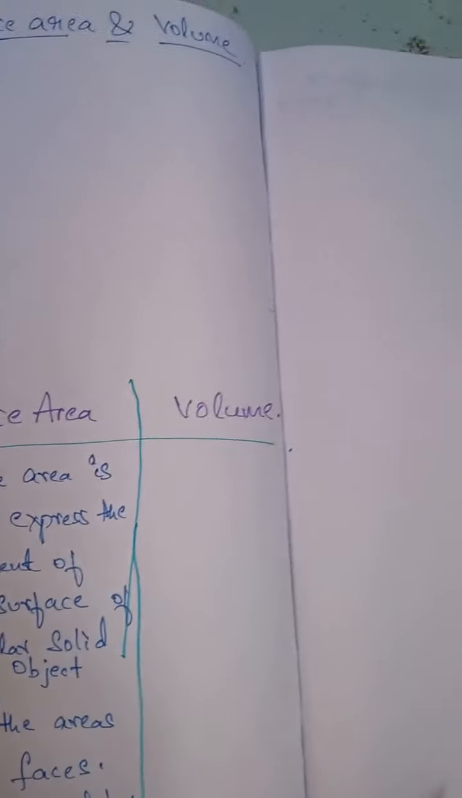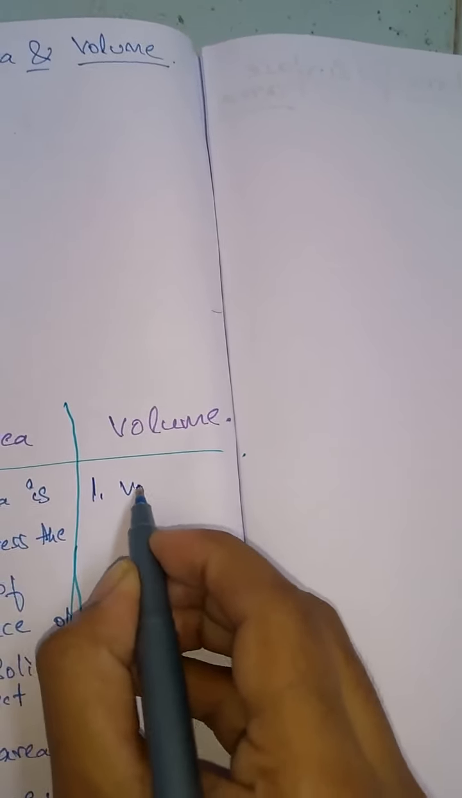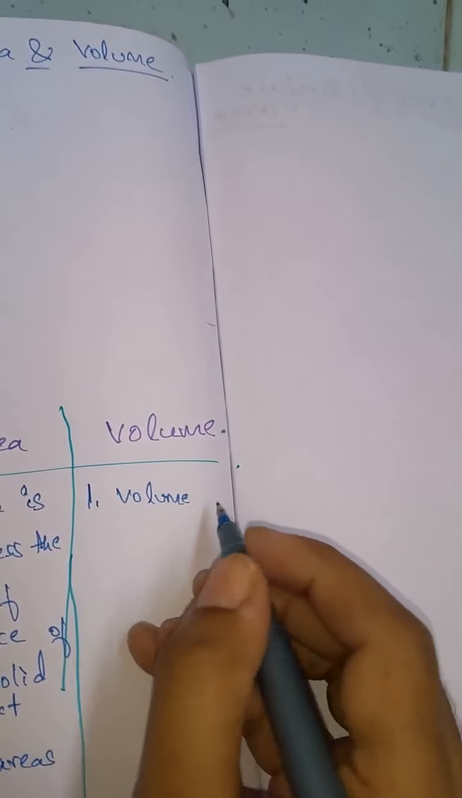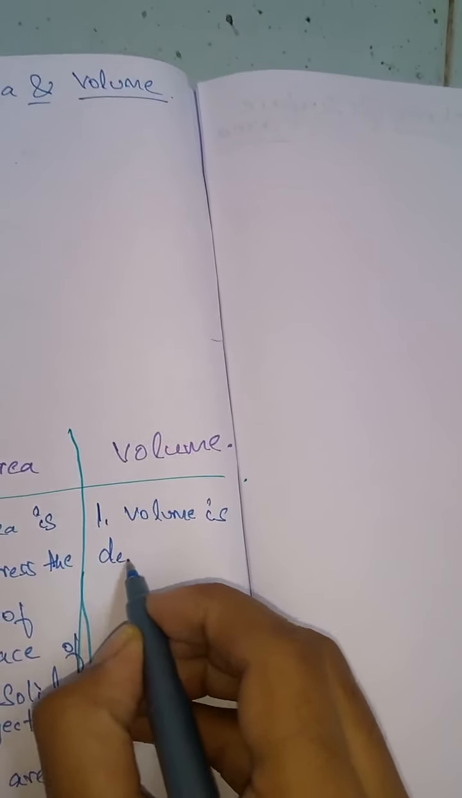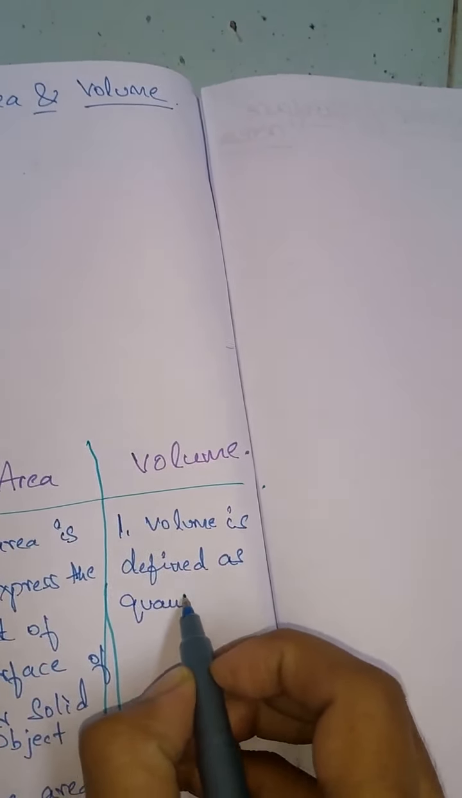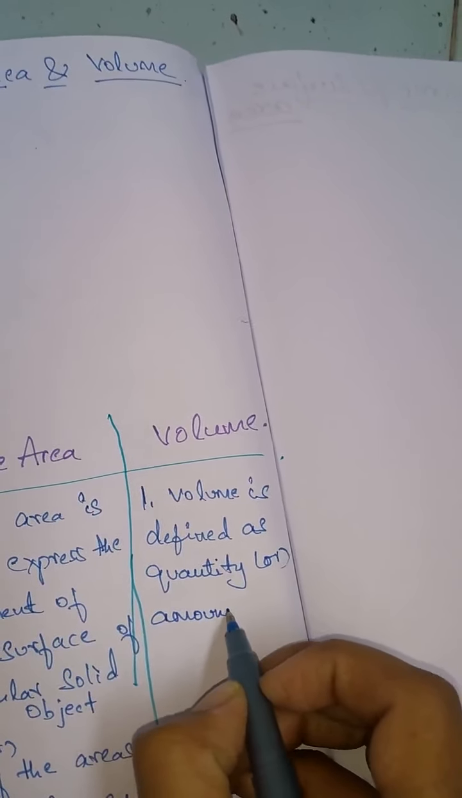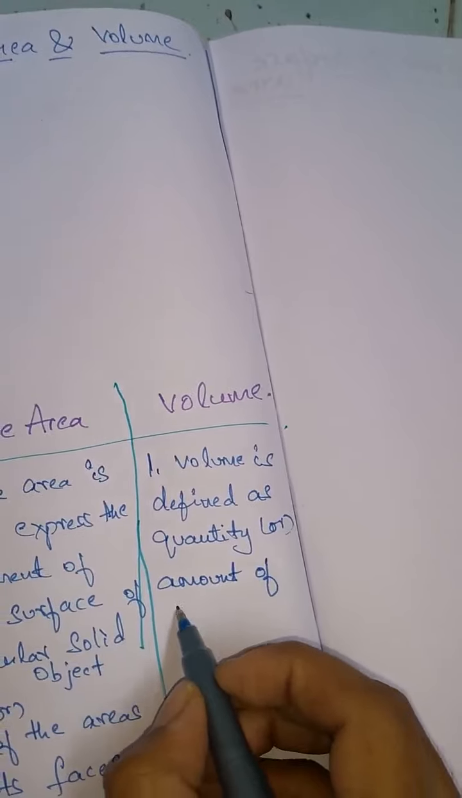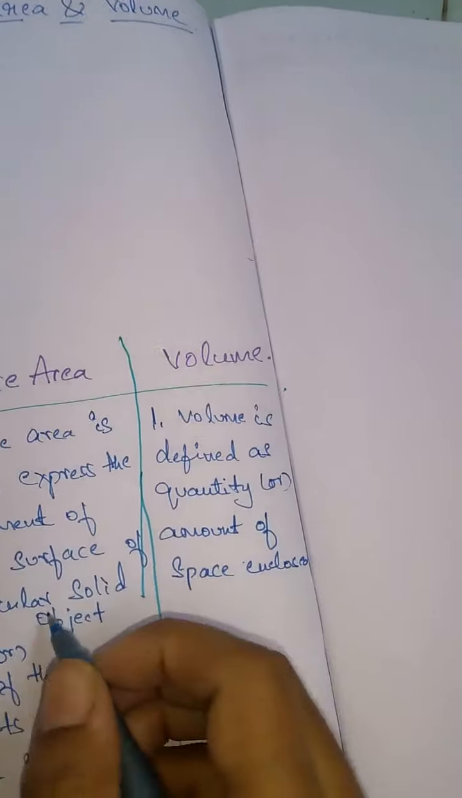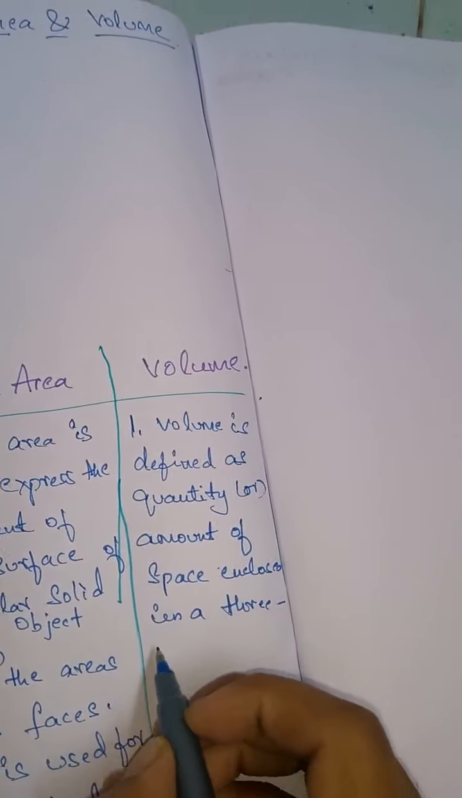Coming to the volume part, volume is defined as the quantity or amount of matter present in a three-dimensional object. It is defined as the quantity or amount of space enclosed in a three-dimensional solid object.